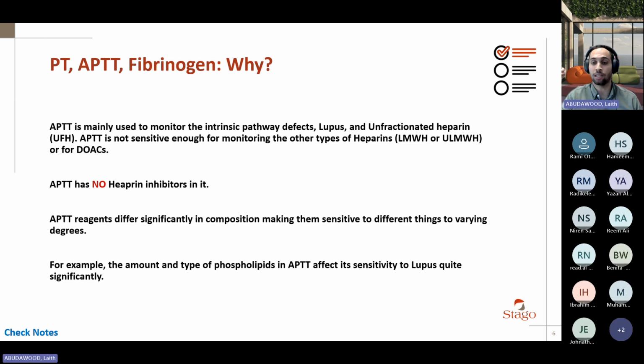That is why APTT has no heparin inhibitor, because we know that customers still use APTT to quantify the levels of unfractionated heparin. So if we put a heparin inhibitor, the customer can no longer quantify heparin. So you have basically removed one of the main uses of APTT for many customers. Again, that's why we don't have a heparin inhibitor in the APTT reagents, because we know some customers still use it to monitor heparin.